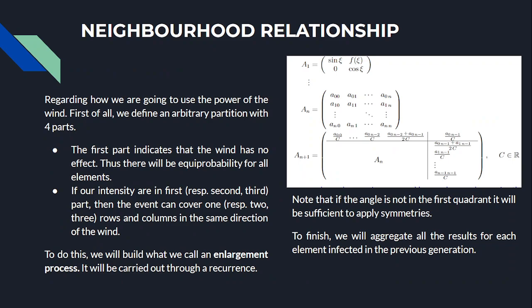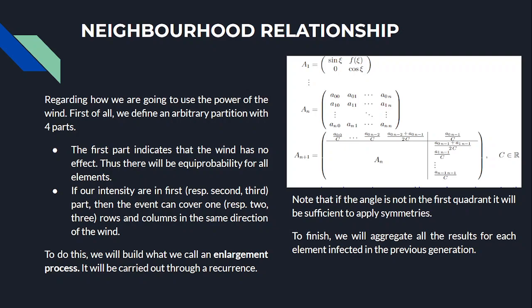Note that so far we have only used the direction. So the question is, how are we going to use the power of the wind in this model? Firstly, we will do an arbitrary partition of interval 0, 1, and then we will have the interval divided in 4 parts. When the power value is in the first part, it means that the wind doesn't have any effect on the spread of the phenomenon. So every element next to the infected element has the same probability of infection.